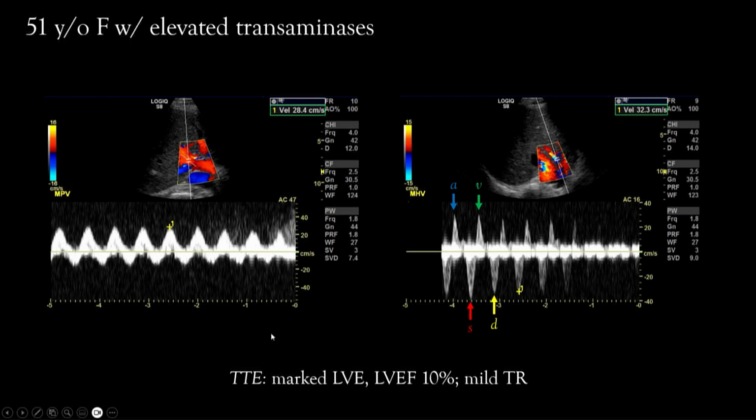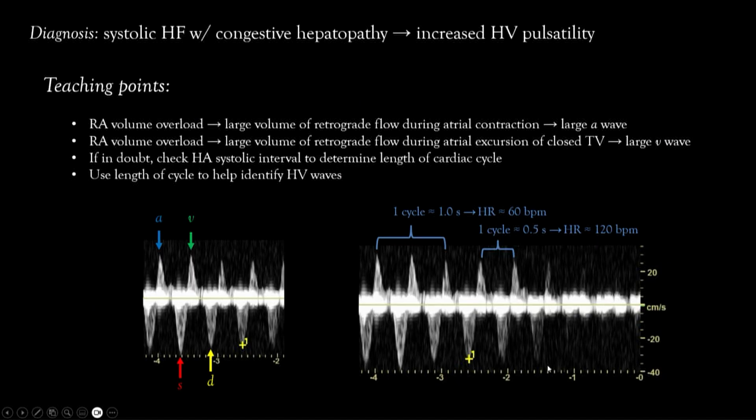This patient went on to have an echo, and there was marked left ventricular enlargement. The LVEF was only 10%, so this patient had right-sided heart failure secondary to left-sided heart failure, and just a little bit of mild tricuspid regurgitation. Okay, so in this case, we had a congestive hepatopathy due to the severe systolic heart failure, and that was giving rise to increased hepatic vein pulsatility.